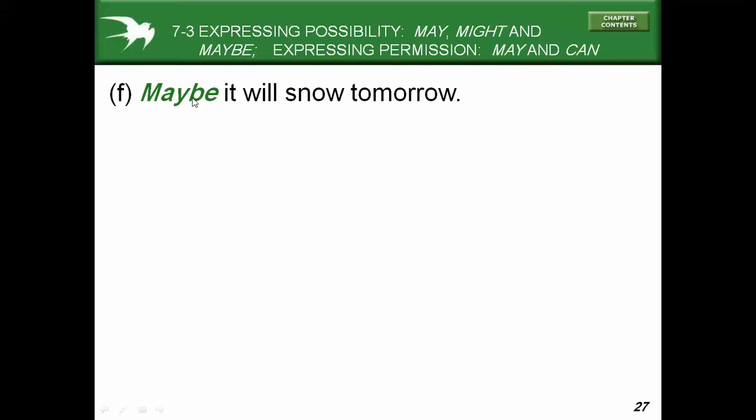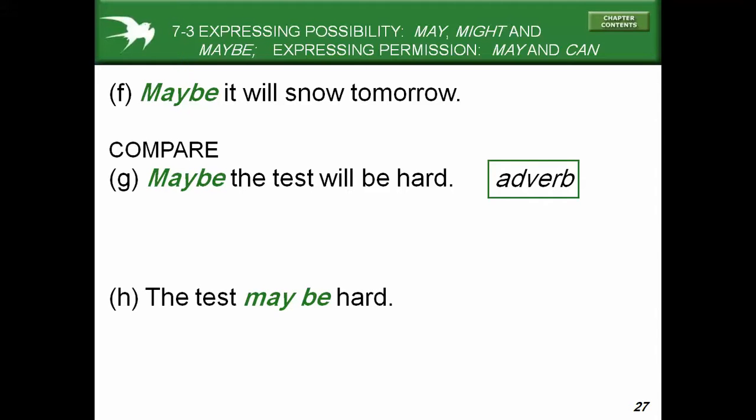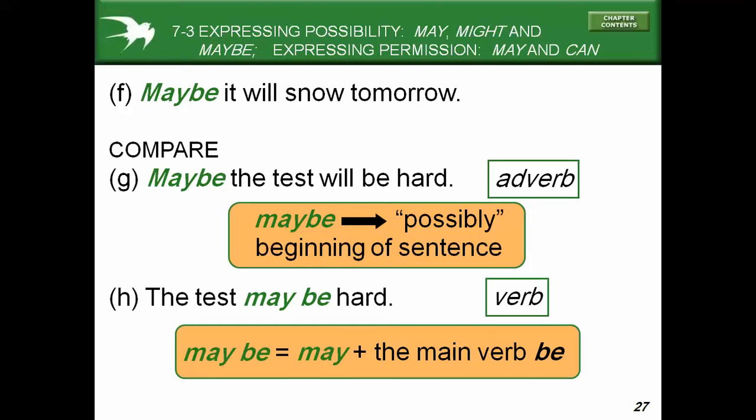Maybe as one word is also possibility: maybe it will snow tomorrow, at the beginning of the sentence. Compare: maybe the test will be hard. Here maybe is an adverb, not an auxiliary verb. The test may be hard. This is a verb. Maybe, possibility, at the beginning of the sentence. But may be as a main verb is with the verb to be.